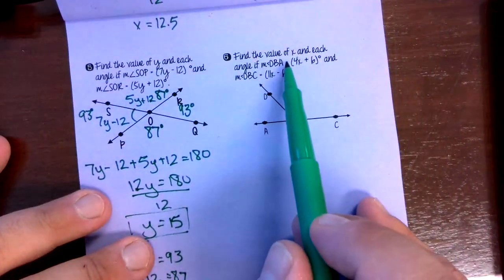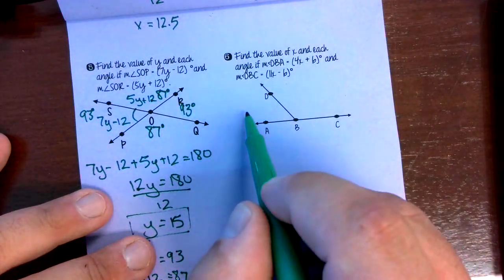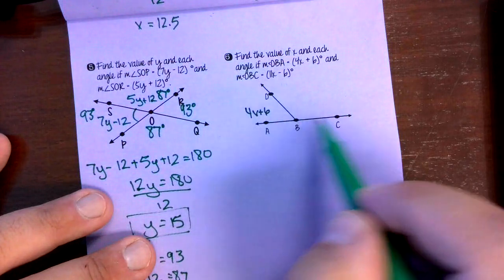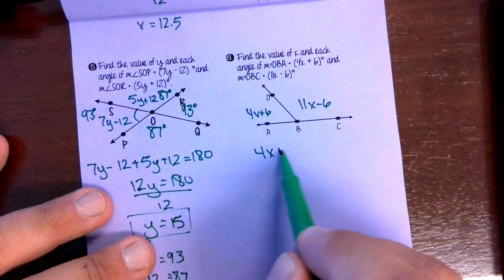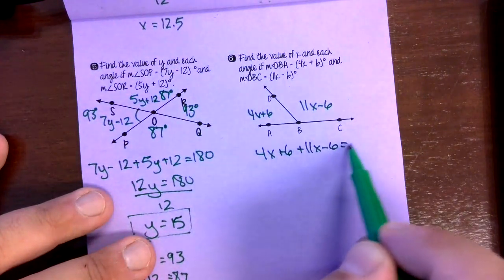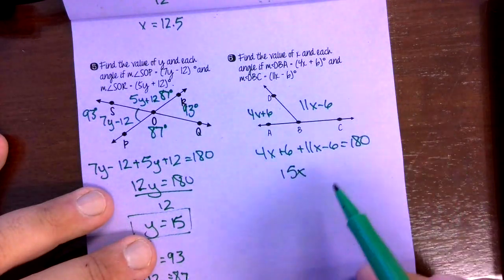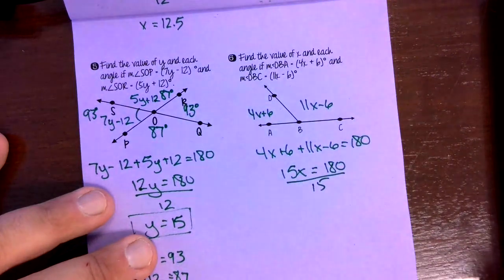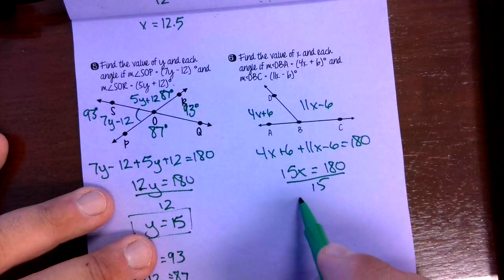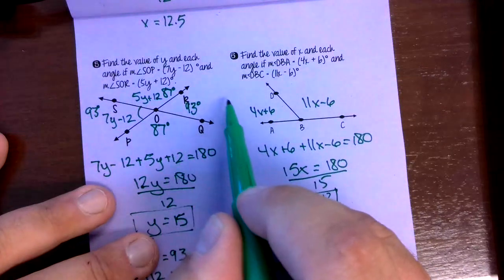Over here, find the value of x and each angle. So ABD, 4x plus 6. DBC, 11x minus 6. They're a linear pair. Add them up, set them equal to 180. 15x, 6 minus 6 again is 0. Divide by 15. Should give me 12 when I do that division. Does. I've got x. Now I just have to plug that in.